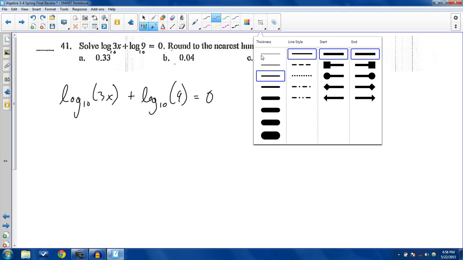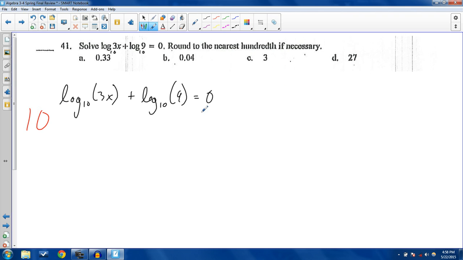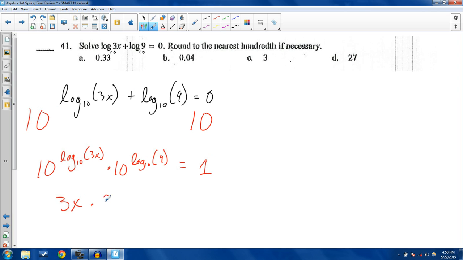First way, like I did last time: if I raise 10 to both sides immediately, you have to keep in mind that 10 to a sum of exponents separates into 2 different exponents multiplied together. So 10 to the log base 10 of 3x, times 10 to the log base 10 of 9. 10 to the 0 power is 1. But on this side, now you can take these logs away. This becomes 3x times 9 equals 1.